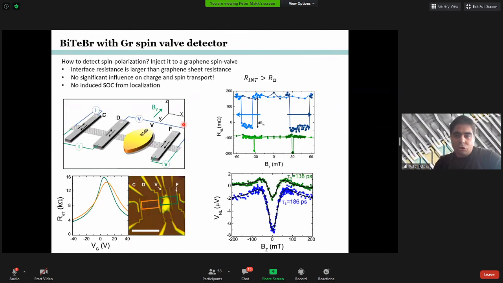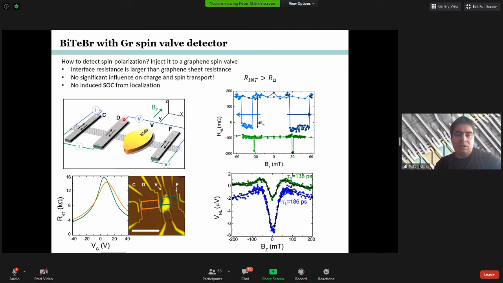So to show how we did our measurement, this is the setup which we have used. So we have a graphene spin valve. This is the graphene. There are some ferromagnetic detectors, and we place the bismuth tellurbromide crystal on top. Now, first, we wanted to characterize our graphene detector, and this is done by non-local spin valve measurements. I will quickly guide you through how this works.